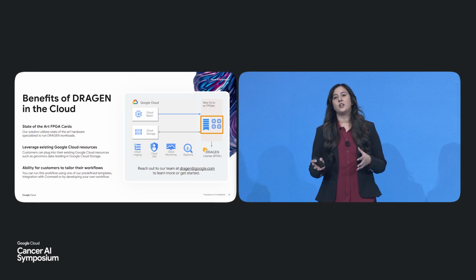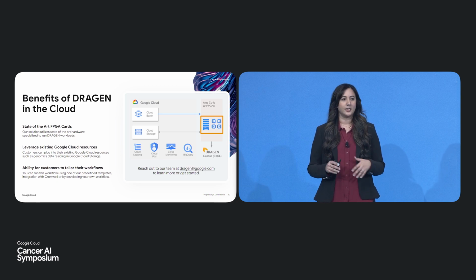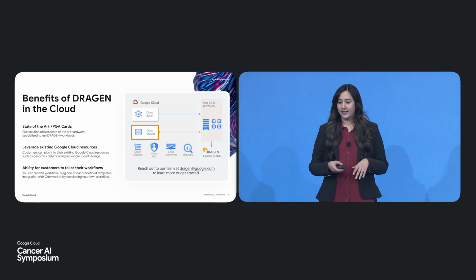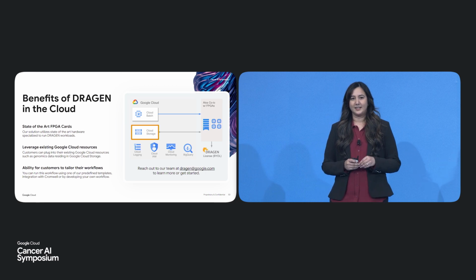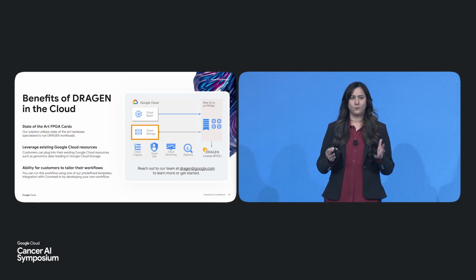So once the FPGAs are done running the Dragon analysis, it creates these output files. And it stores those output files back into Google Cloud Storage, which is our object storage solution. So you can have all your files all in one place and ready to go. And then this is where our customers can use it for downstream processing.